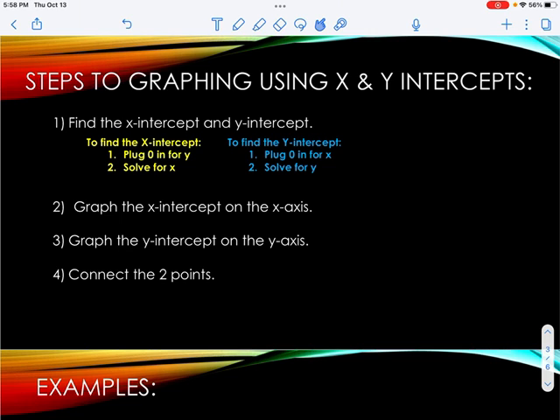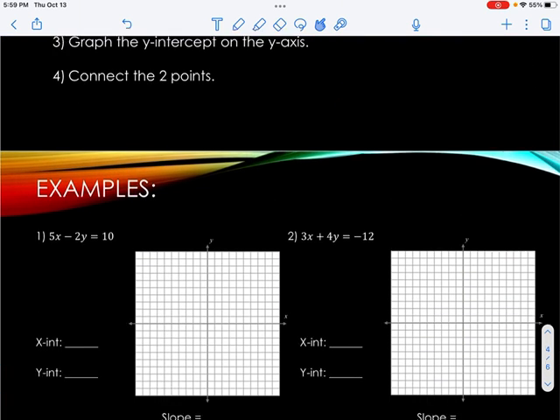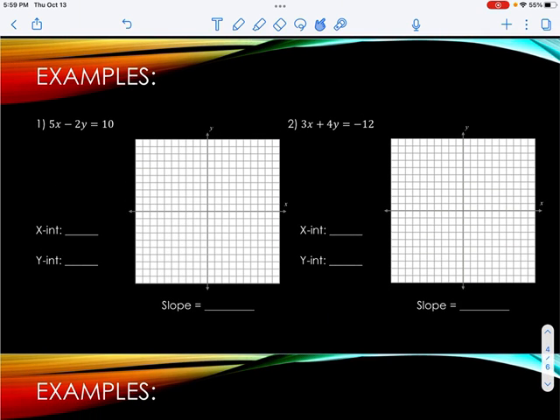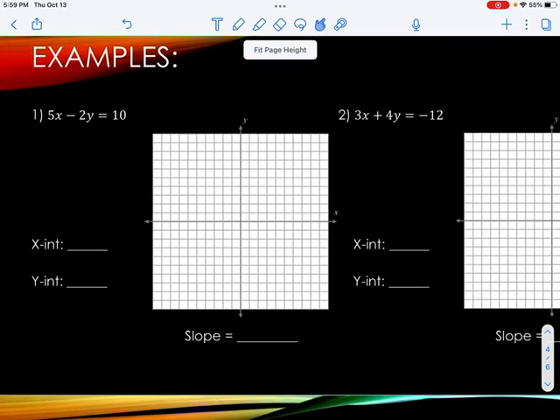So the steps that we're going to use: step number 1, we are going to find the x-intercept and the y-intercept. To find the x-intercept, you simply plug in 0 for y and solve for x. To find the y-intercept, you plug 0 in for x and solve for y. Then you graph the x-intercept on the x-axis, and the y-intercept on the y-axis. And then you simply connect the 2 points. And that is how we are going to graph using intercepts.